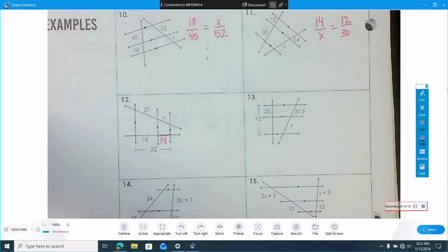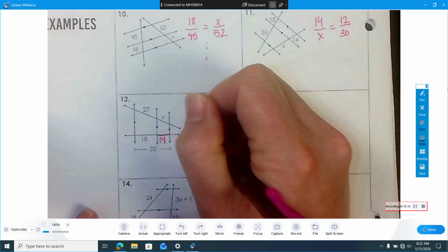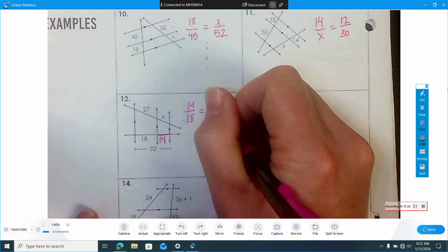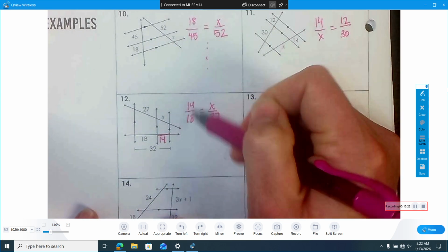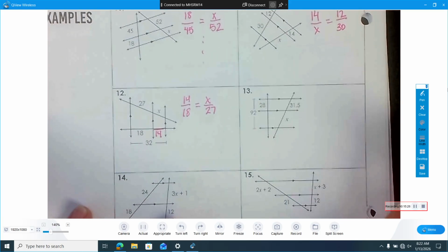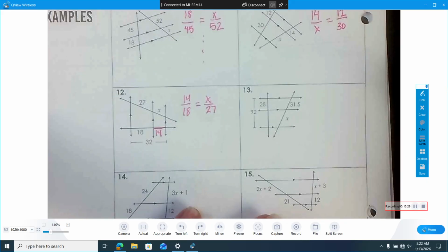So then, what can we do to set this one up? 14 over 18 and x over 27. Sure. 14 over 18 and x over 27. Could you reduce the 14 and the 18 to make your life easier? Yeah. Absolutely. Okay. But we have calculators, so who really cares?